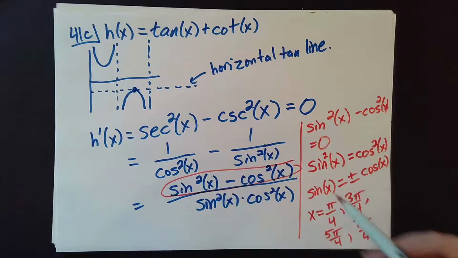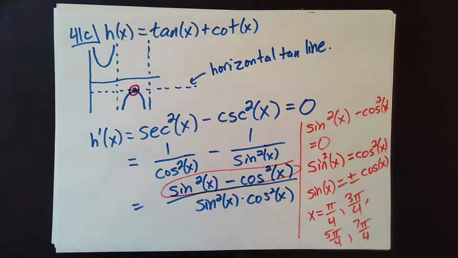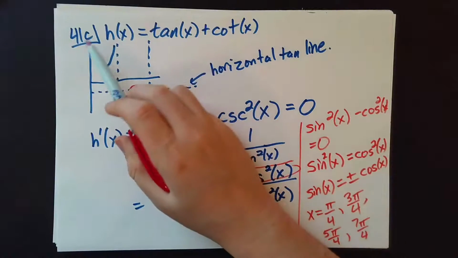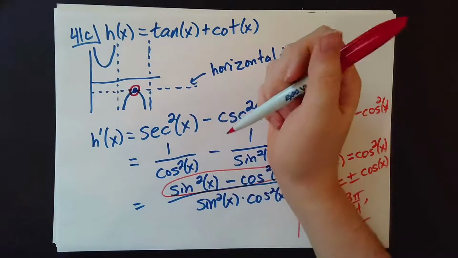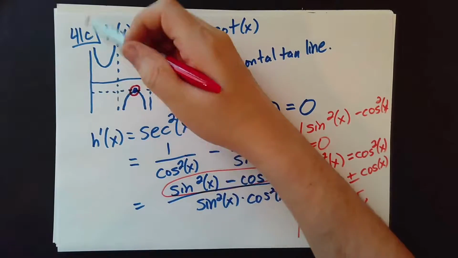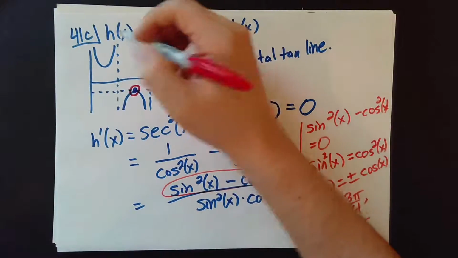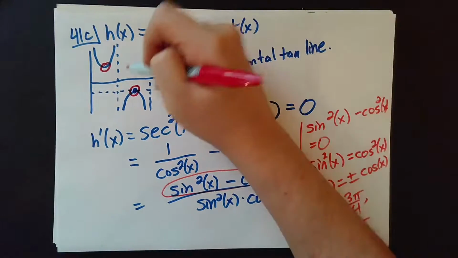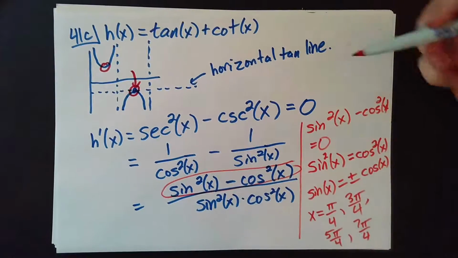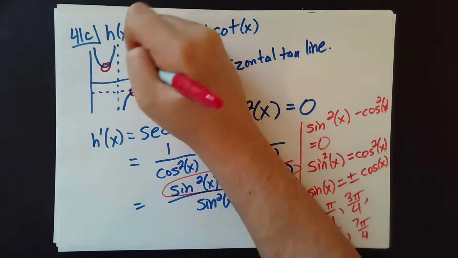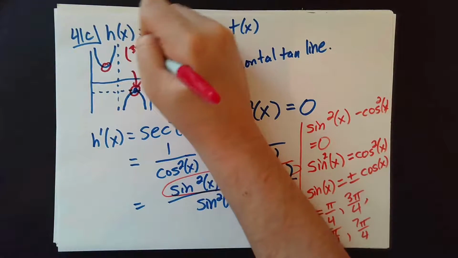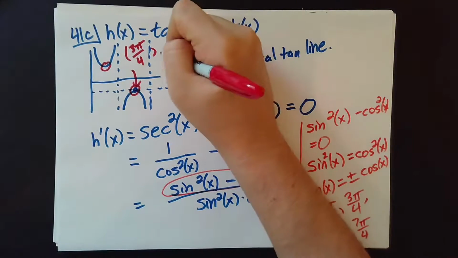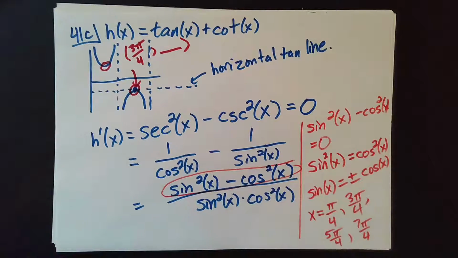But which one is this point? Well, if I count starting at the y-axis, that's what I'm pointing to, the first one would be there, so this is the second one. So this point must be x equals 3 pi over 4, comma, and then I need to find the y value there.